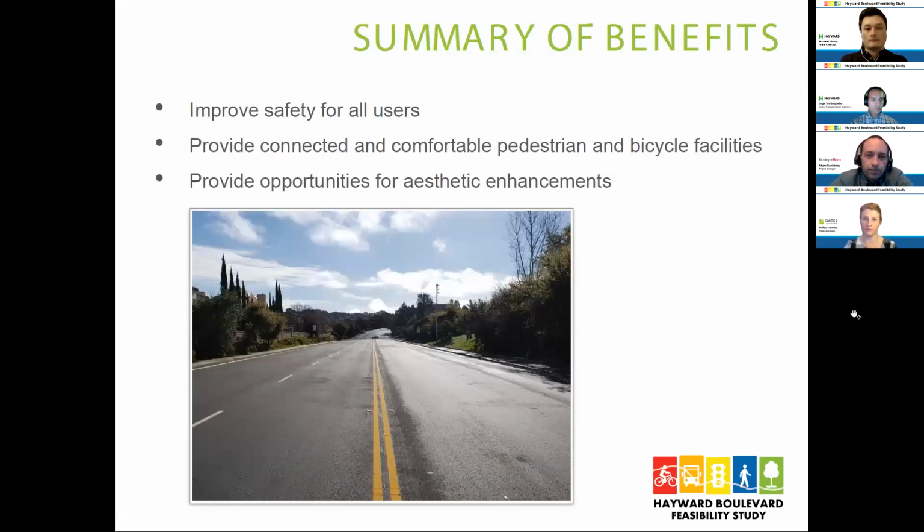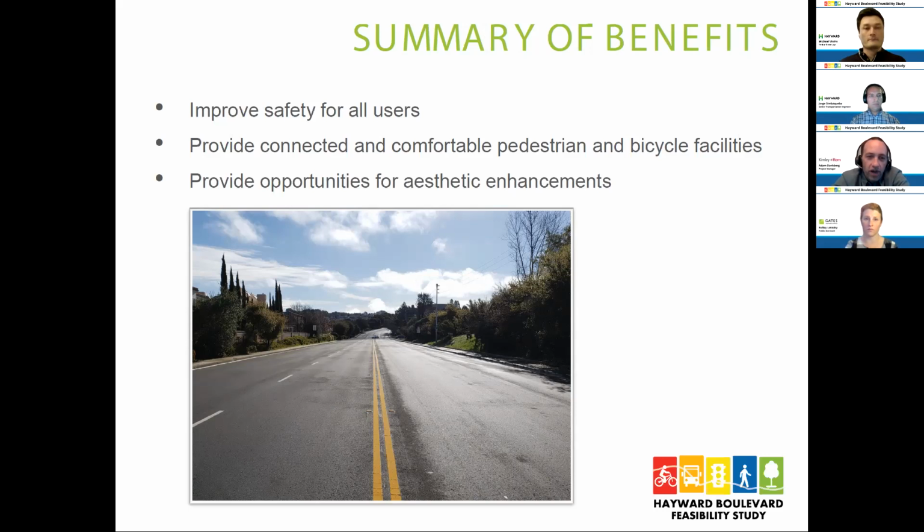Next slide. So then finally, to wrap up the improvements discussion, circling back on if we're able to implement all or many of these improvements, what do we achieve? We achieve improved safety for all users by slowing vehicles down, by making it easier to turn on and off the corridor, by providing additional bicycle and pedestrian facilities. We're able to provide connected and comfortable bicycle and pedestrian facilities to encourage trips made within the neighborhood to be on foot or on bike.